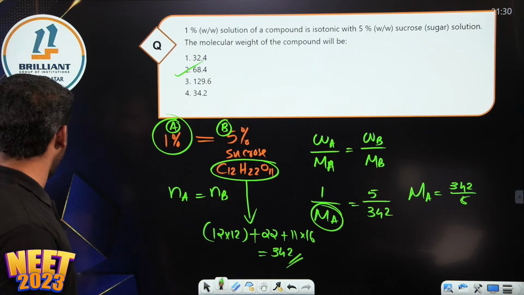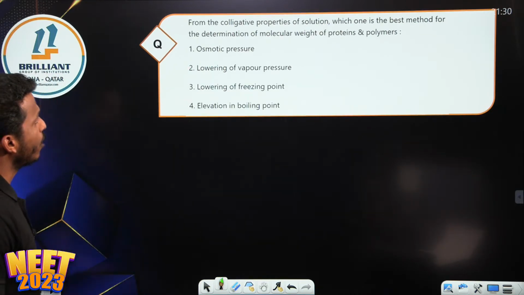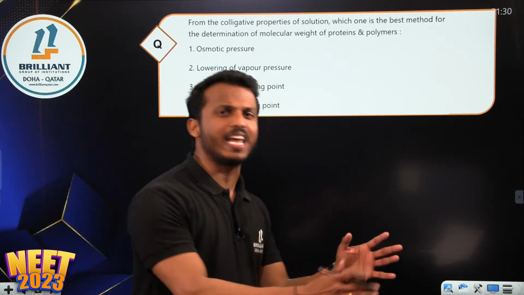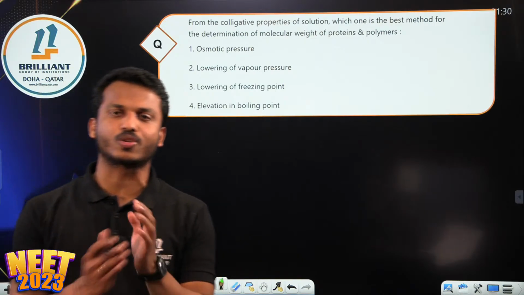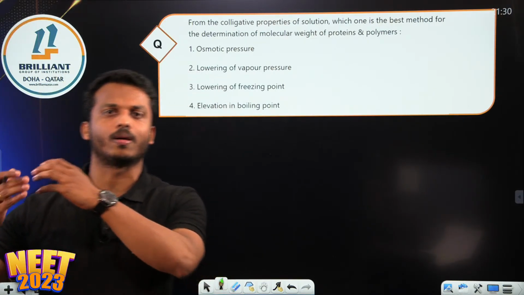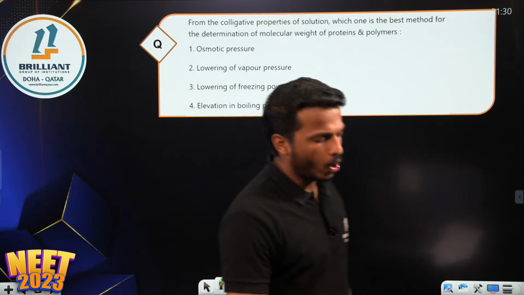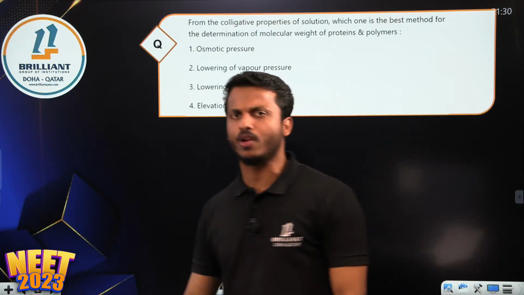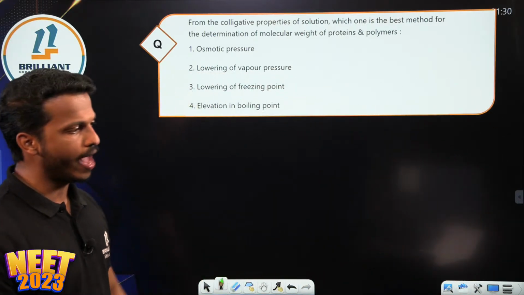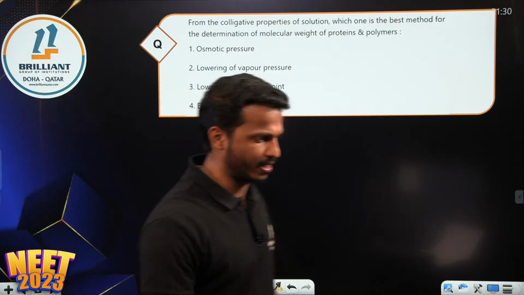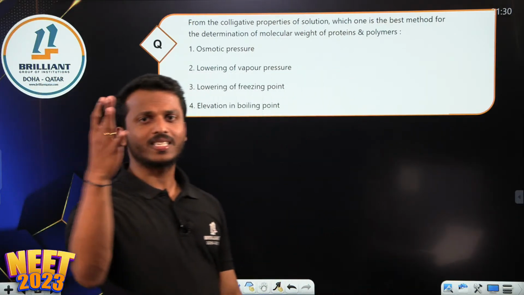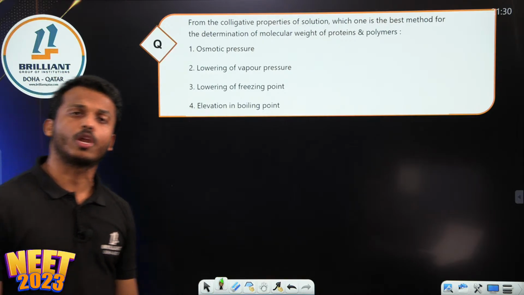Next question, dear all. See, watch it. From colligative properties, you can easily answer this question. You may have studied this question in our NCERT, the board examination. Tell me, dear all, what is the answer for this question? Immediately you should be able to answer. Come on, fast. Which is the best method to calculate the molecular mass?